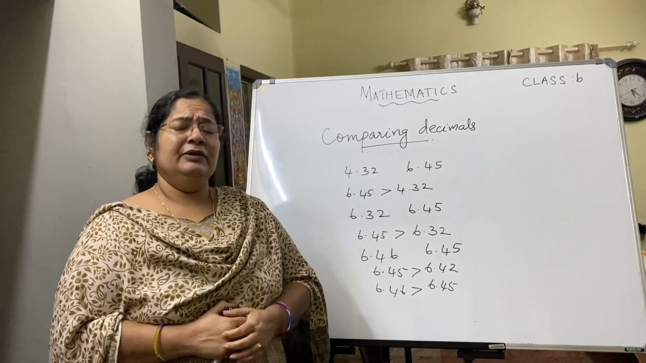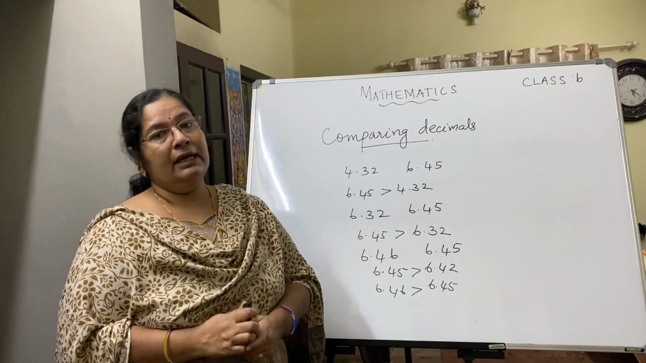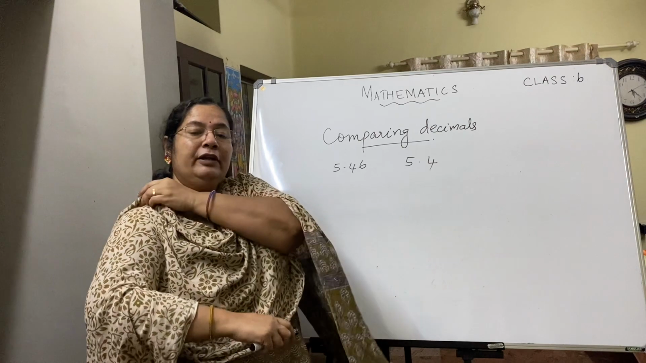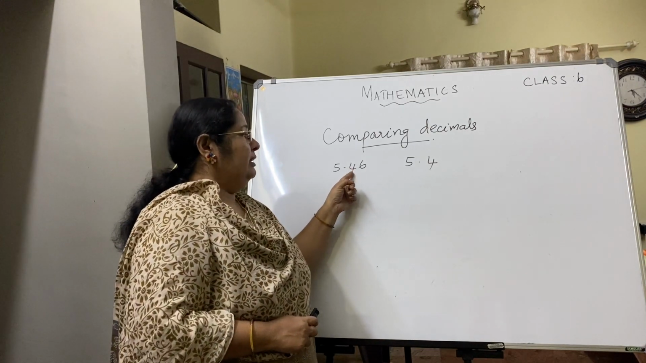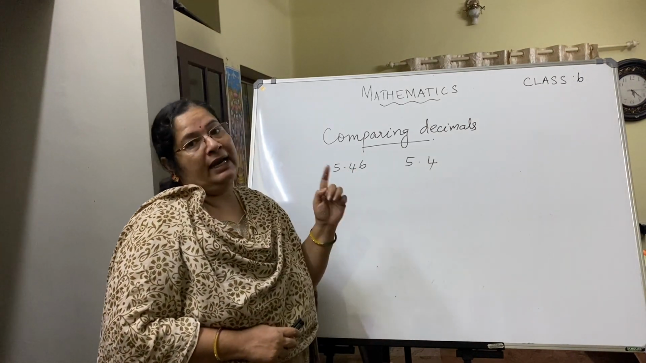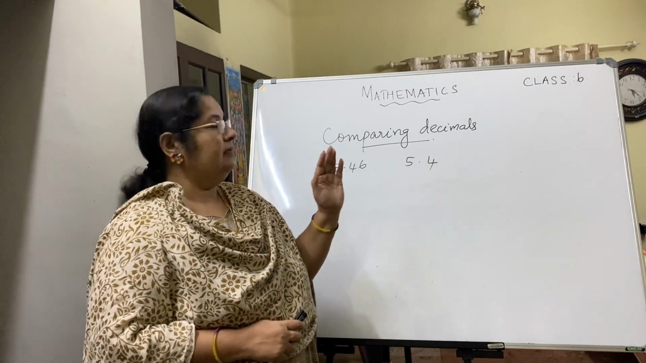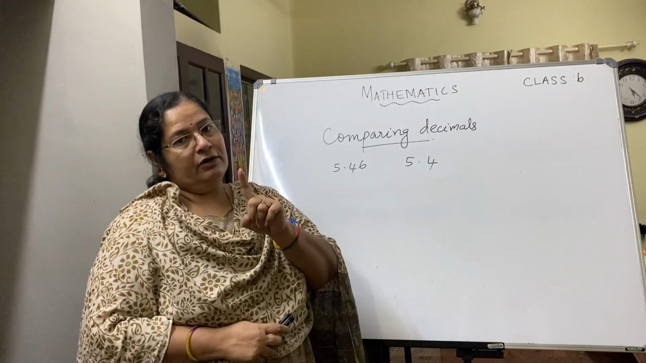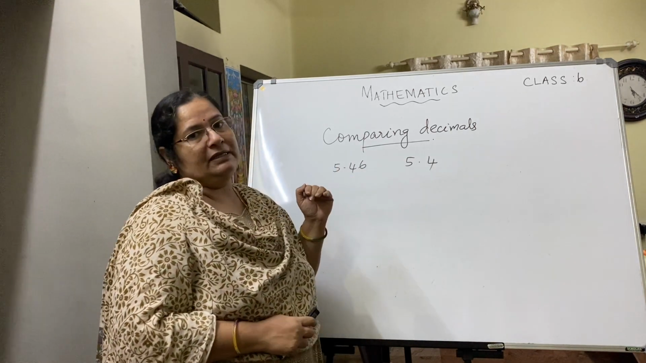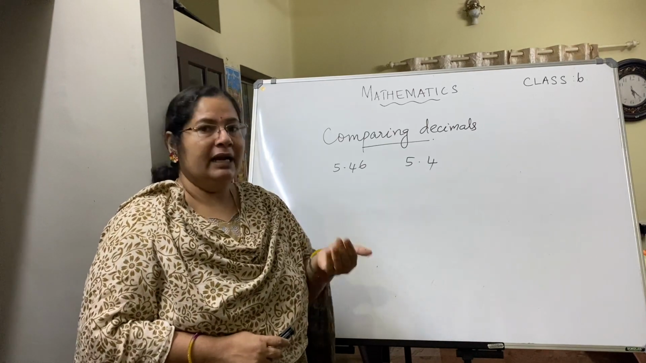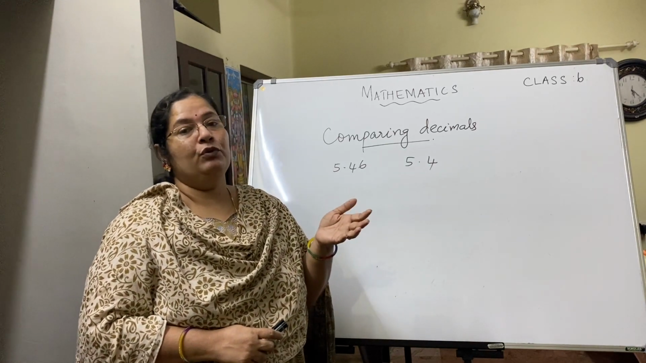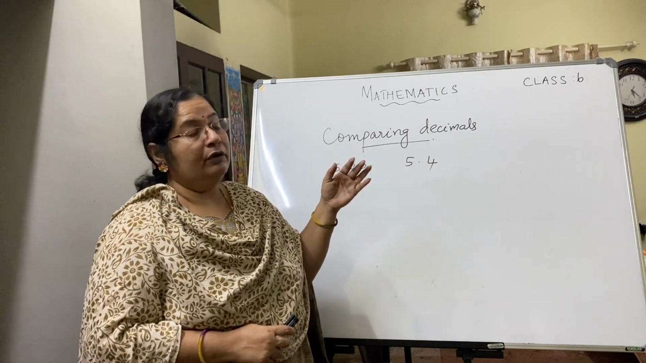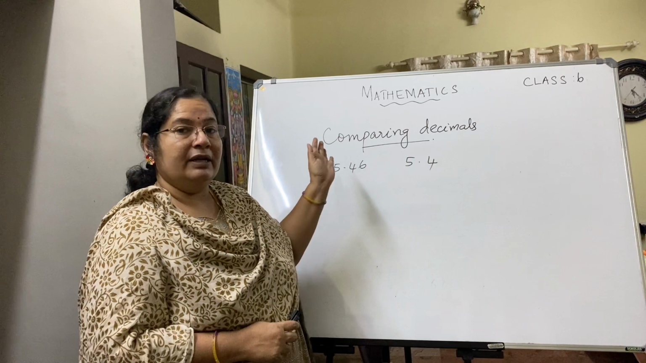Now supposing you are having unlike decimals to be compared. You are having two decimals, 5.46 and 5.4. Now here you see that these are unlike decimals. Why are they unlike decimals? 5.46 has got two decimal places, 5.4 has got only one decimal place. So they are unlike decimals. So before you start comparing the unlike decimals, the first step you have to do is change the unlike decimals to like decimals.